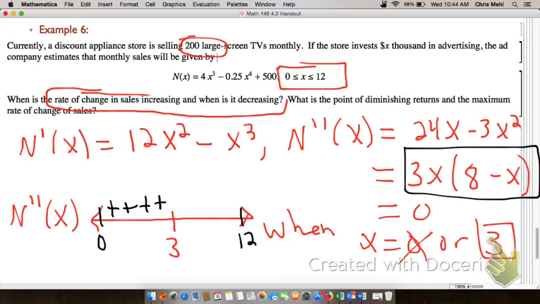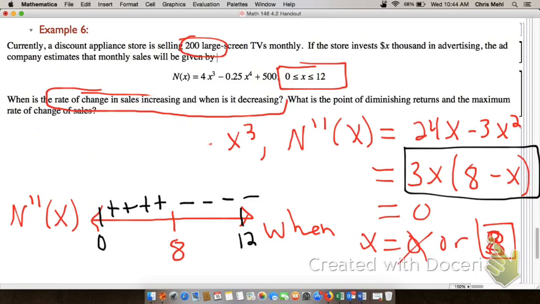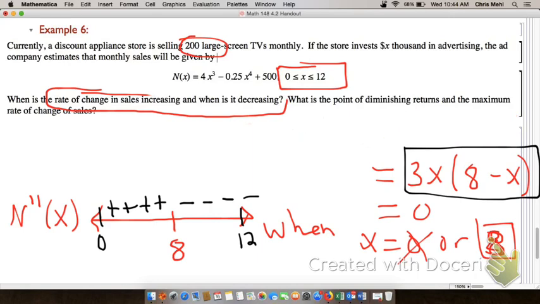oops, I made a mistake here. Some of you probably caught this because you're probably even more perceptive than I am at times. Really, 8 was the critical number. I guess I can fix that over here. Okay, so the point of diminishing returns is really going to end up being $8,000 spent on advertising. And then, like I said, if you plug 9 into 3x times 8 minus x, you're going to see negatives. Okay, so based on that, you can get rid of this information on the first and second derivative now.